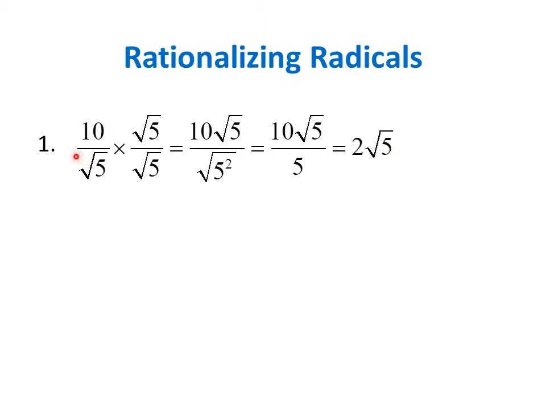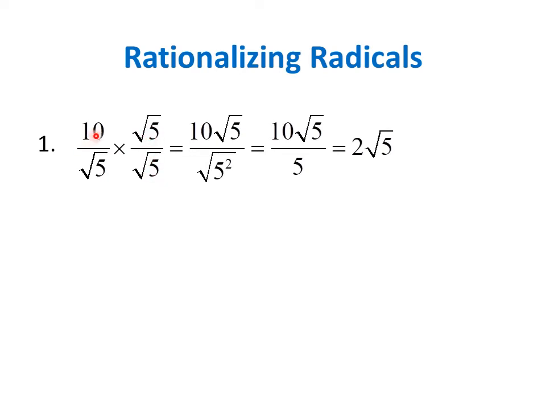In this radical, we have a square root. Therefore, to eliminate this radical, we have to have a perfect square in the radicand. Therefore, we have to make this 5 a 25. So the conjugate is the square root of 5. Next, we multiply both numerator and denominator by the square root of 5.